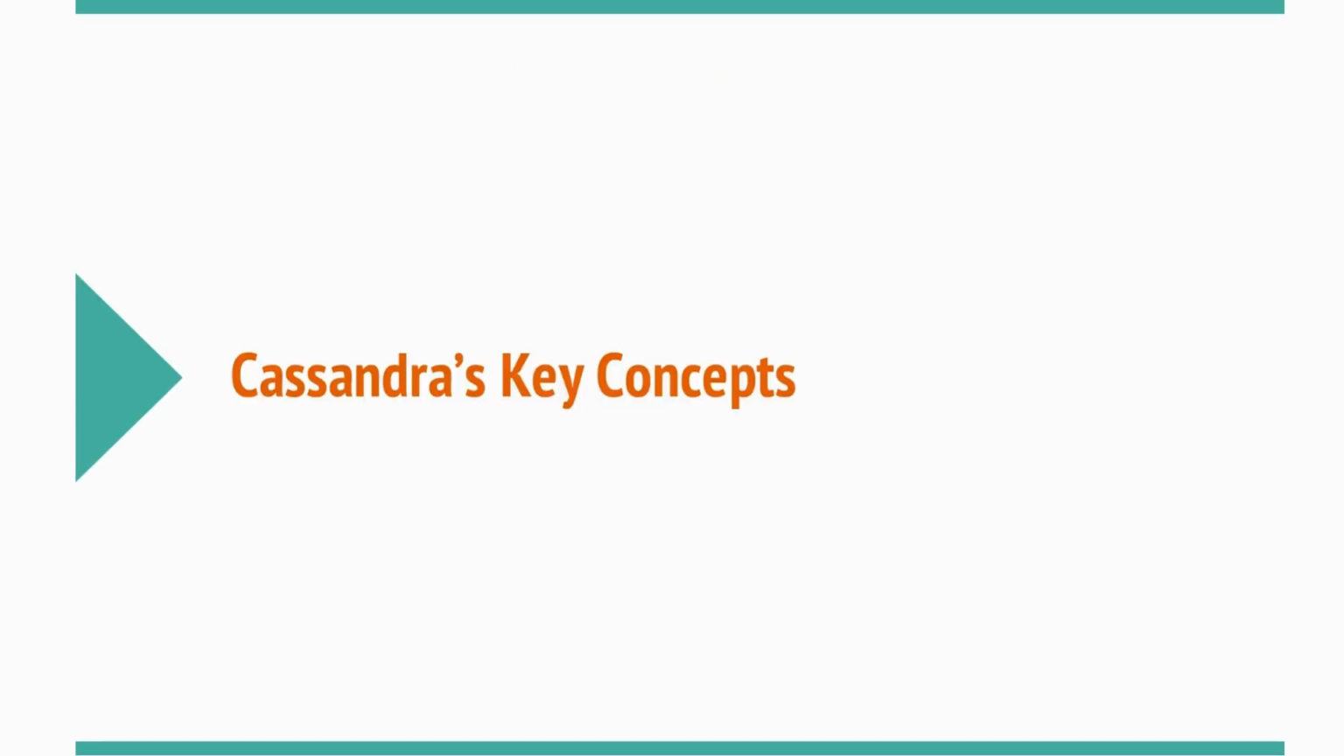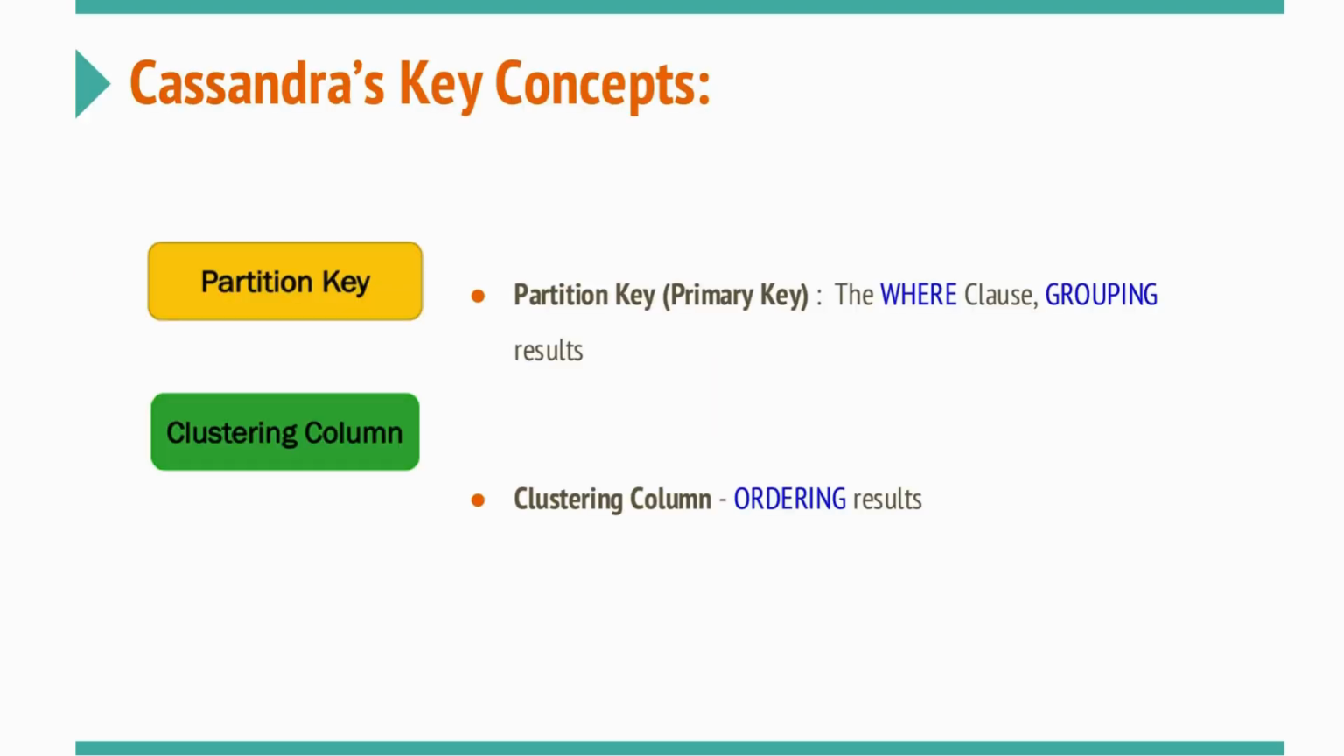To design our tables, we need to understand two key concepts in Cassandra: the partition key and the clustering column. The partition key has one primary job. It determines which node in the cluster your data will be stored on. When you write data, Cassandra calculates a hash of the partition key and uses that value to pick a node. When you query data, you must provide the partition key in your where clause so Cassandra knows exactly which node to go to. This is what makes reads so fast. It's used for where clauses and for grouping.